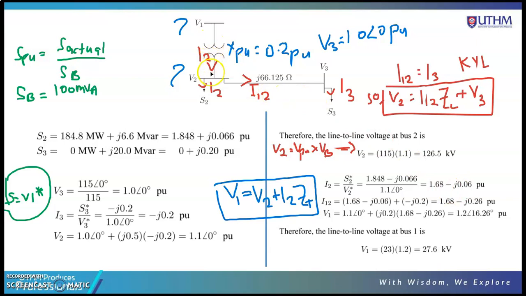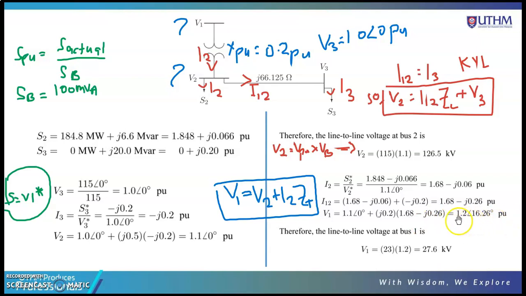Once you have I2 in per unit, you can solve for V1 by using KVL. V1 equals V2 plus I2 times Z transformer, ZT. We have V2, we have I2, and what is the value of ZT? ZT equals 0.2 per unit. So you can get V1 in per unit.